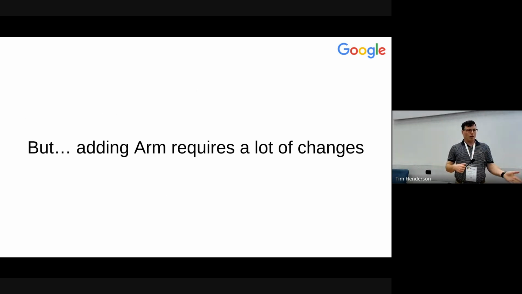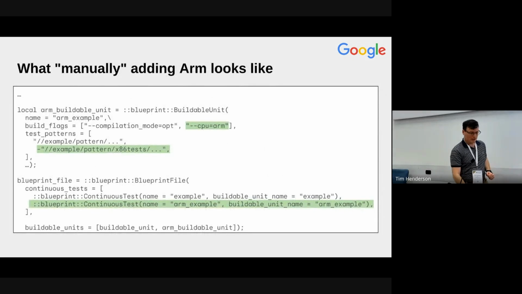So when we go to add ARM to these files, which are in this format, it actually requires a lot of manual changes. If we did nothing, we would minimally need to add some things like --cpu=arm. Now we're going to run on ARM. We might have to exclude some tests. We would do that by adding exclusions or adding target filters, which you can do as well. Then we need to add another continuous test. That's all good.